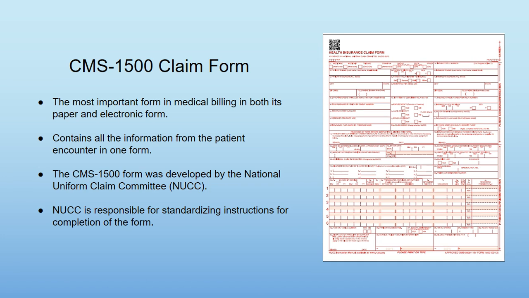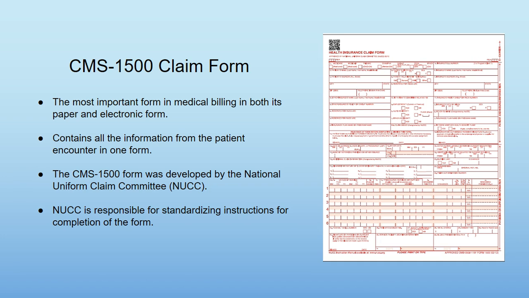The CMS 1500 claim form, this is probably the most important form in both its paper and electronic form in medical billing, and it's a very efficient form. It includes both the patient demographic information, the patient insurance information, the provider information, and also the visit or the encounter information, which encompasses pretty much the treatment and diagnosis codes for the patient visit. It's very recognizable when you see it in its paper form by its distinct red ink.